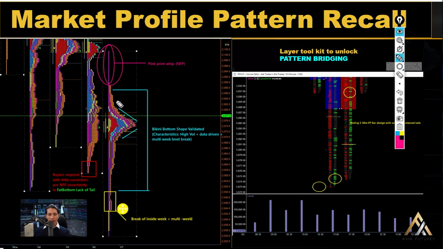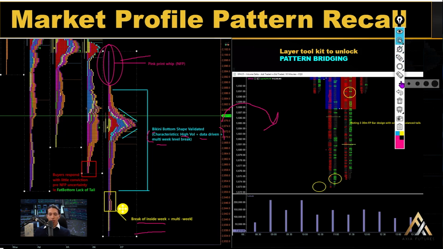So that bikini bottom starts to develop once the range gets extreme and we get the break of an inside week plus a multi-week, even multi-month. And you get that bikini bottom validation, which you know the characteristics that you can then apply to your order flow review of high volatility, data-driven, a multi-week level break. And then that leads you into some footprint patterns that give you even more to add on.